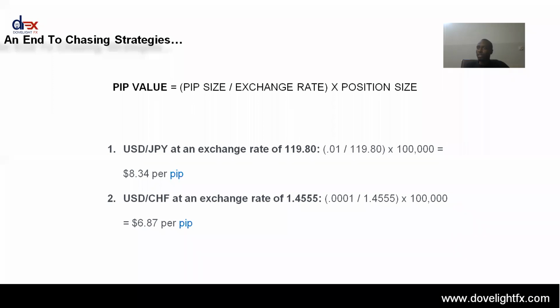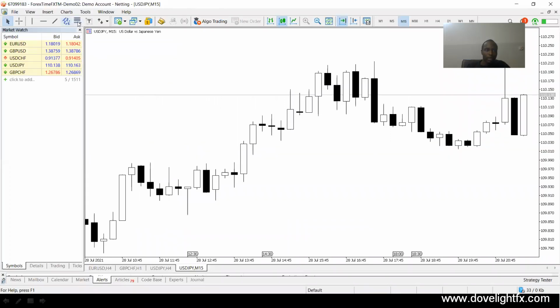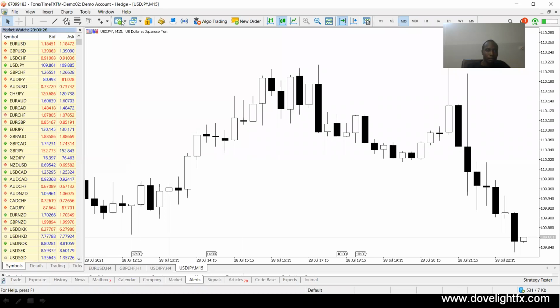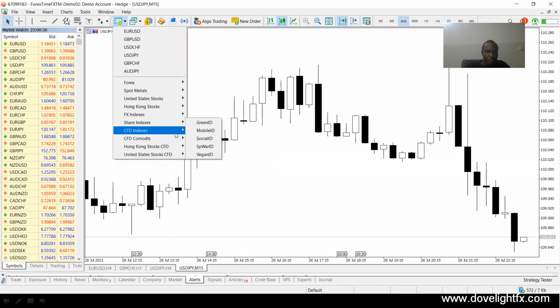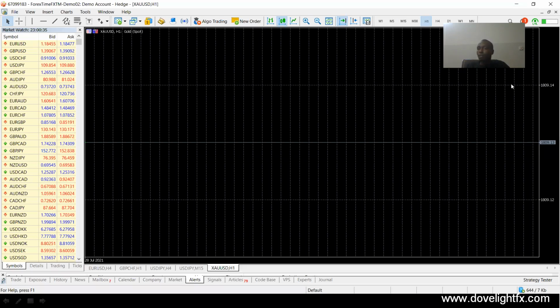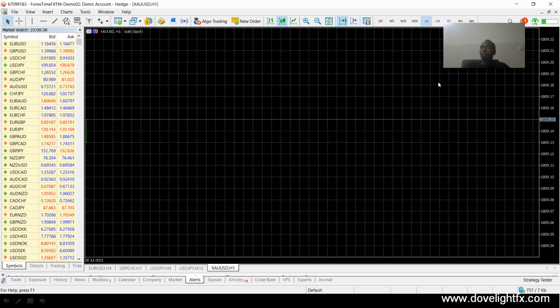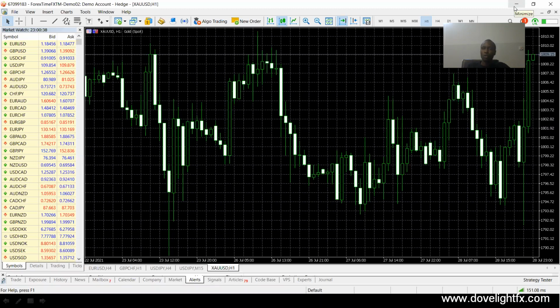Is this 2 decimal points applicable to gold? Gold is to the 2 decimal place, right? Let me look at it. Okay, for gold, spot metals. Yes, it's also applicable. For gold, yes. I think both gold and likewise crude oil itself.